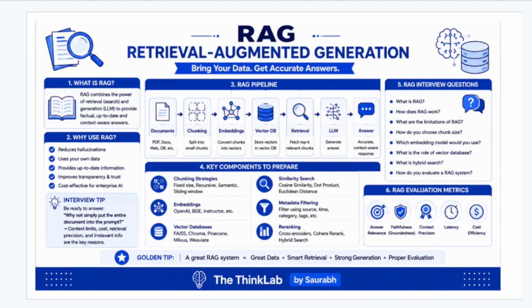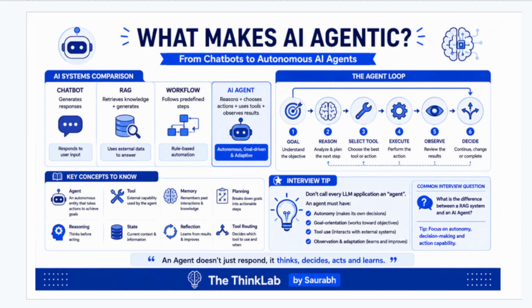So now we are moving to slide 4. So what makes AI agentic, right? What exactly makes an AI system agentic? So let's compare the 4 systems. First is the chatbot. A chatbot primarily receives a user message and generates the response, right? Second is the RAG system. A RAG system retrieves the relevant knowledge and uses it to generate the response.